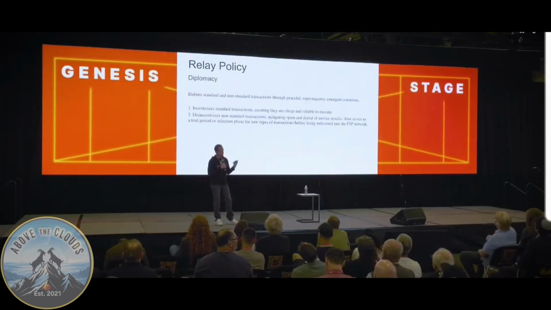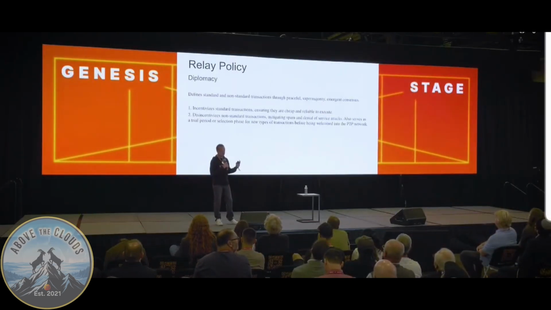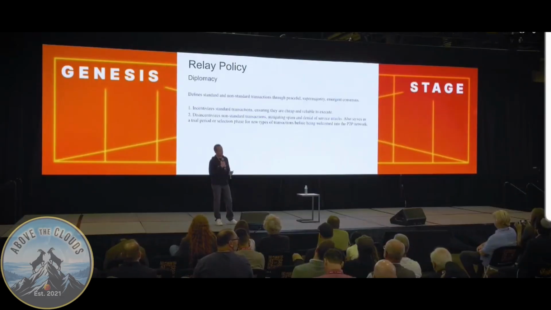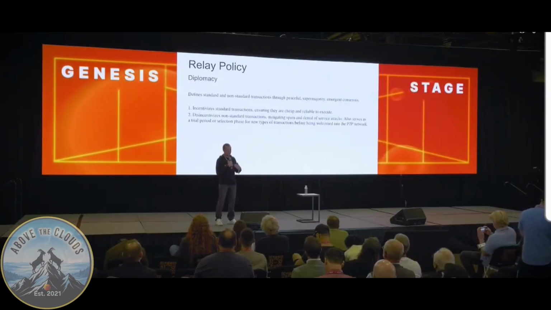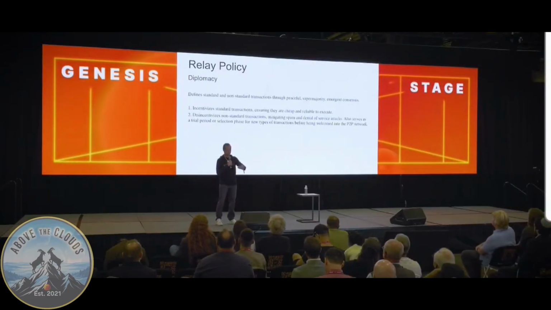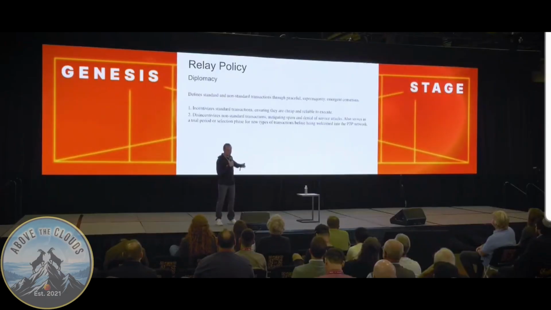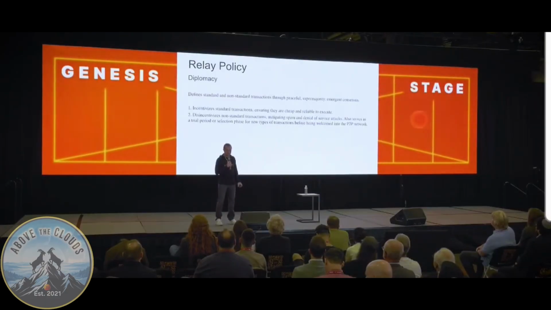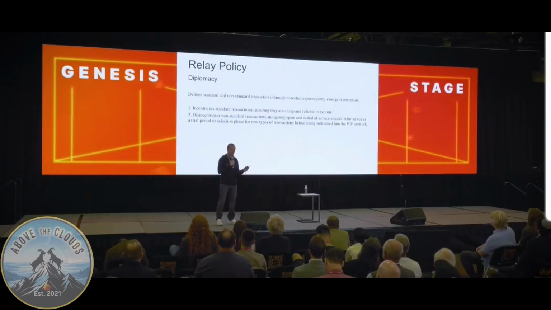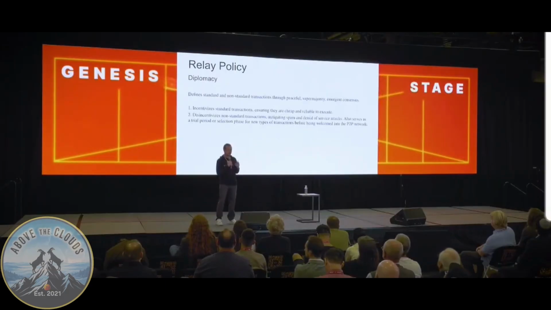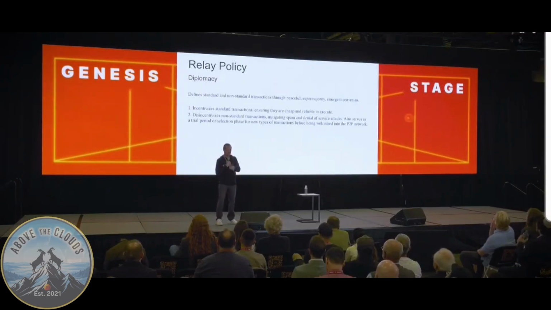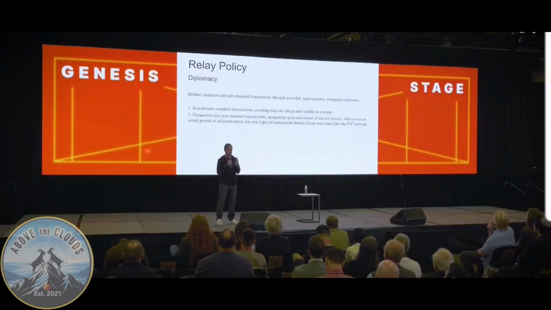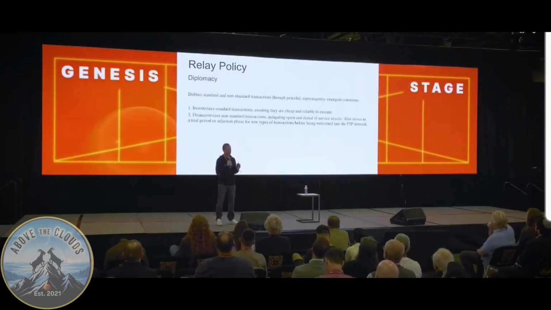Okay, nodes have 2 powers within their political constituency. One is relay policy, okay? Nodes get to decide which transactions are free to propagate through the peer-to-peer network. This does not mean that these transactions are invalid. So I want to highlight a very important distinction right now between consensus and non-consensus transactions and standard and non-standard transactions. These mean very different things.